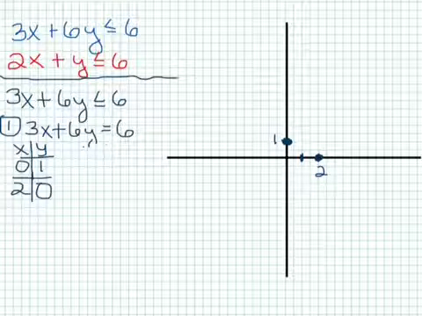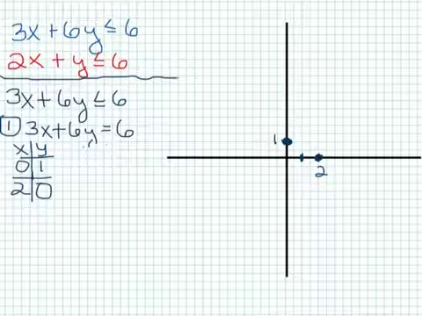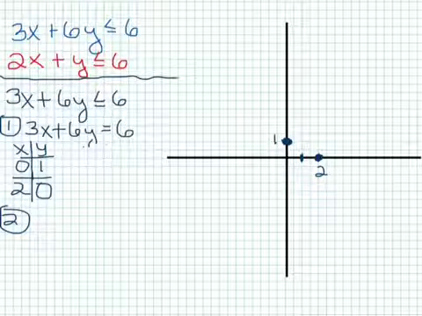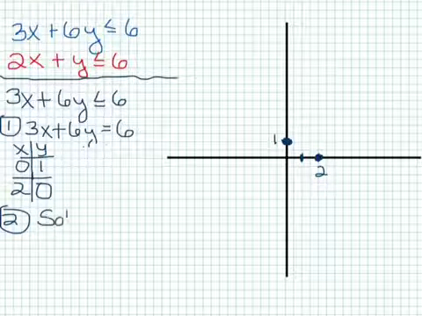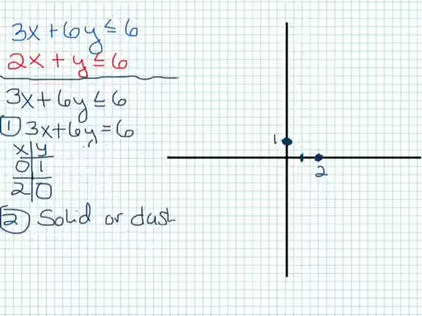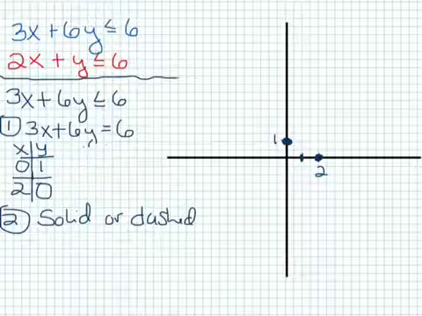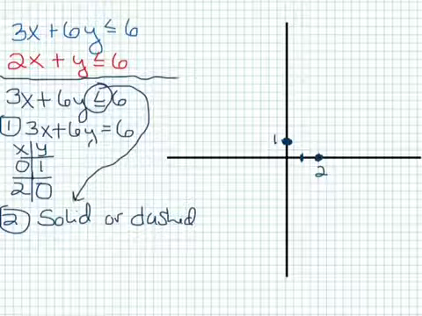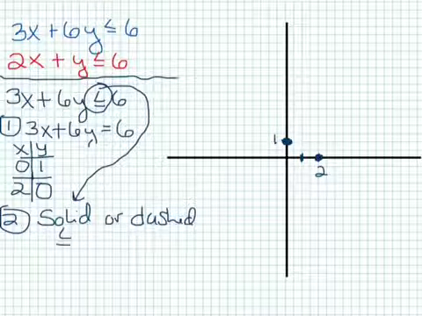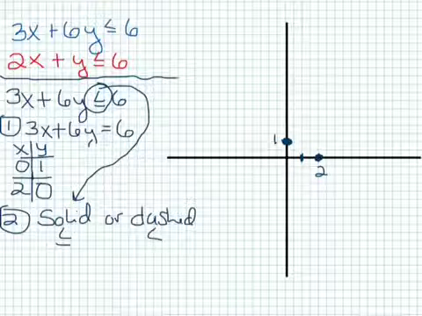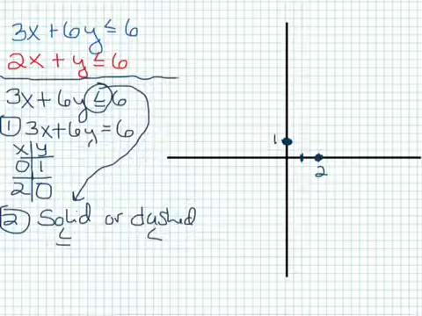Okay, so for step 2, the next thing we have to do is figure out, before we connect those dots, whether we have a solid line or a dashed line. The way we figure that out is we take a look at the inequality in our problem. Since this inequality has an equals to underneath it, we have a solid line. If the inequality did not have an equals to underneath it, it would have a dashed line.